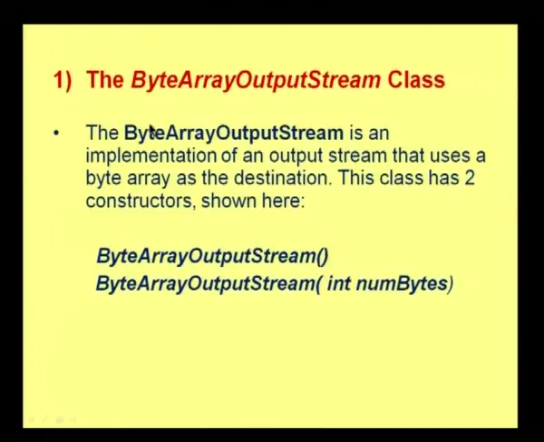First we will have a look at byte array output stream. Byte array output stream is an implementation of an output stream that uses a byte array as the destination. This class has two constructors, one without arguments and the other one with a number of bytes. This class is used to write the contents into a byte array, and the second constructor takes the number of bytes that you are going to write inside the byte array output stream.